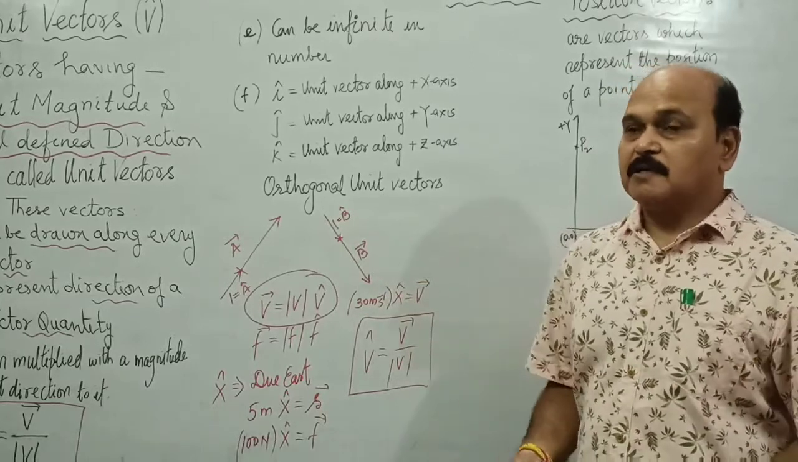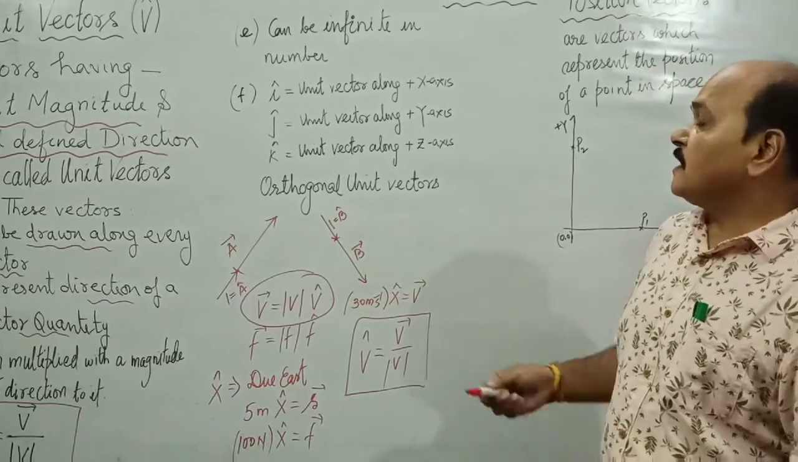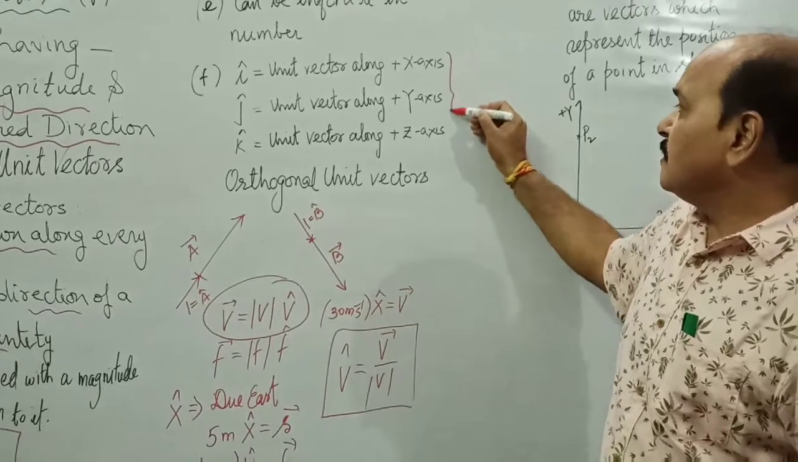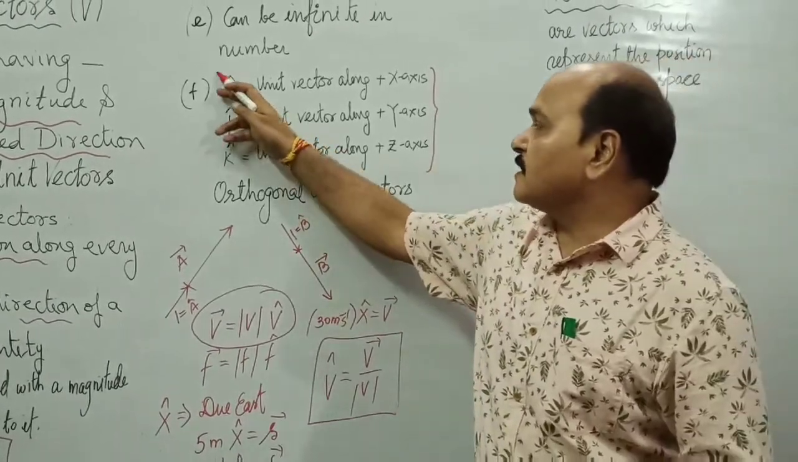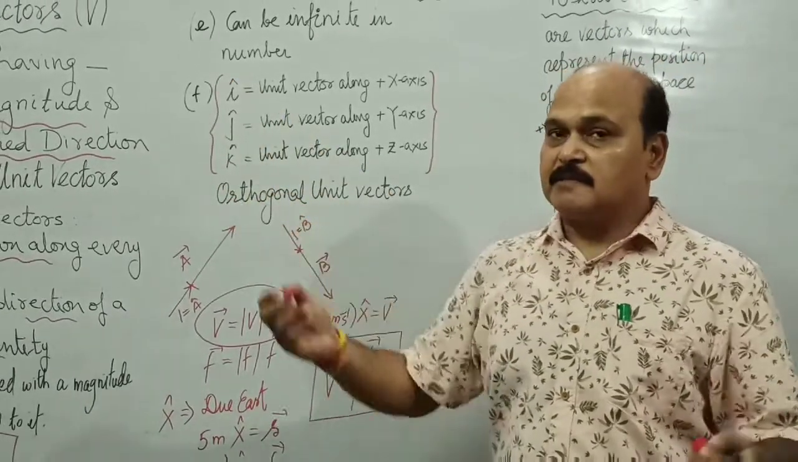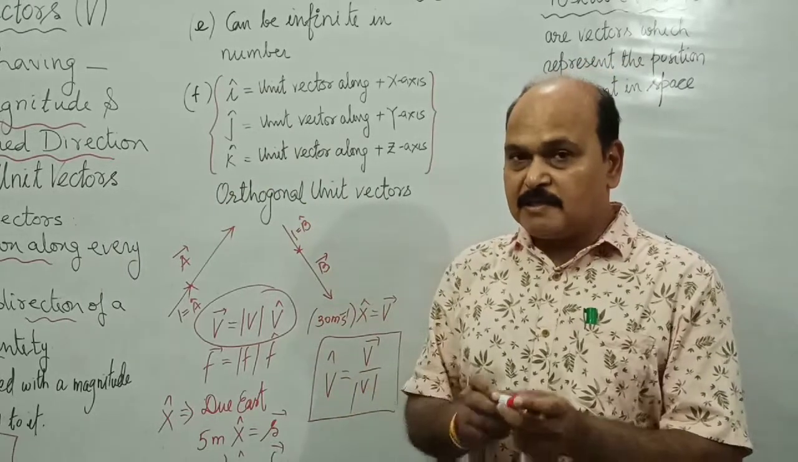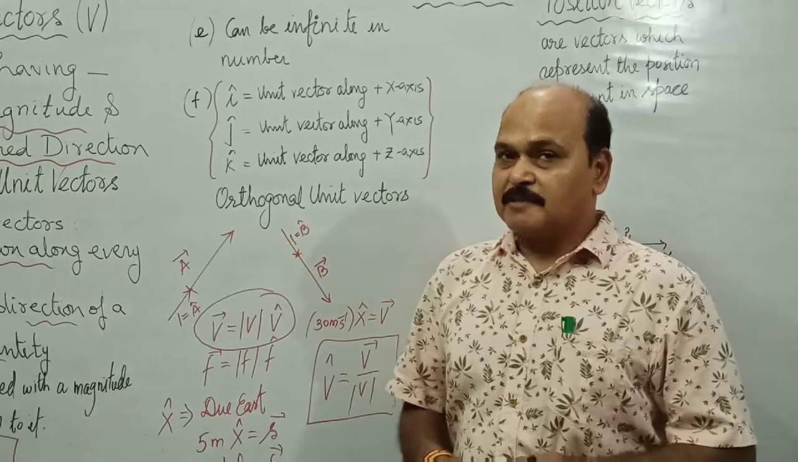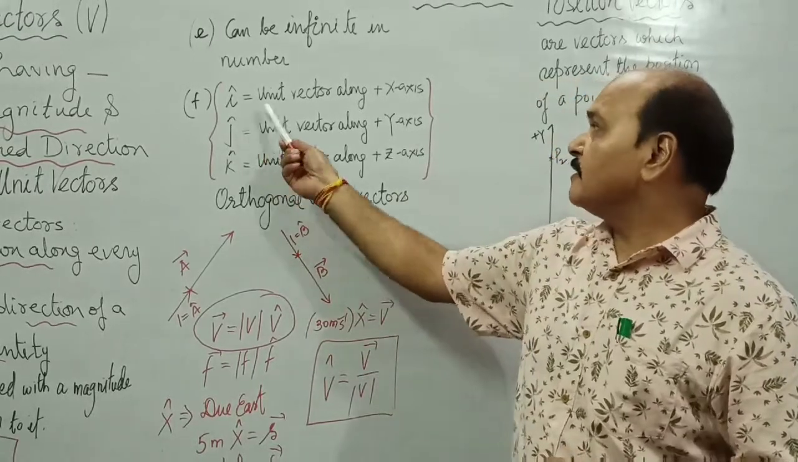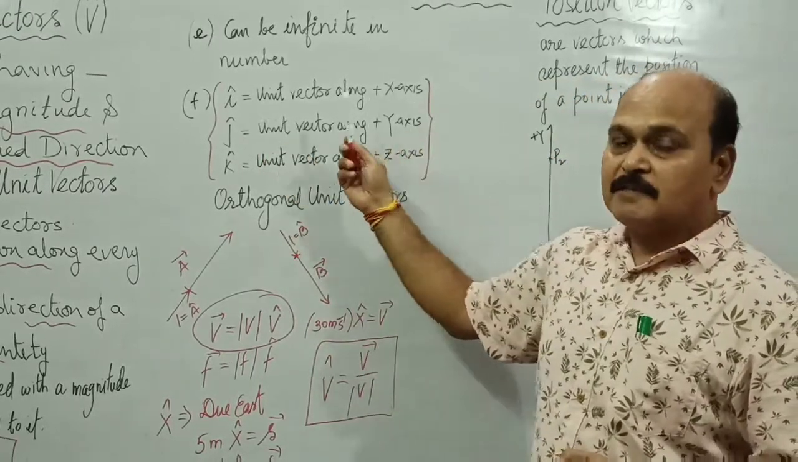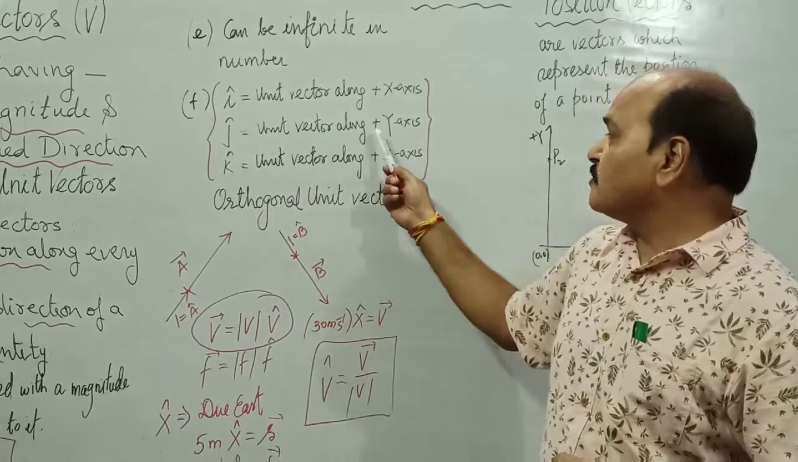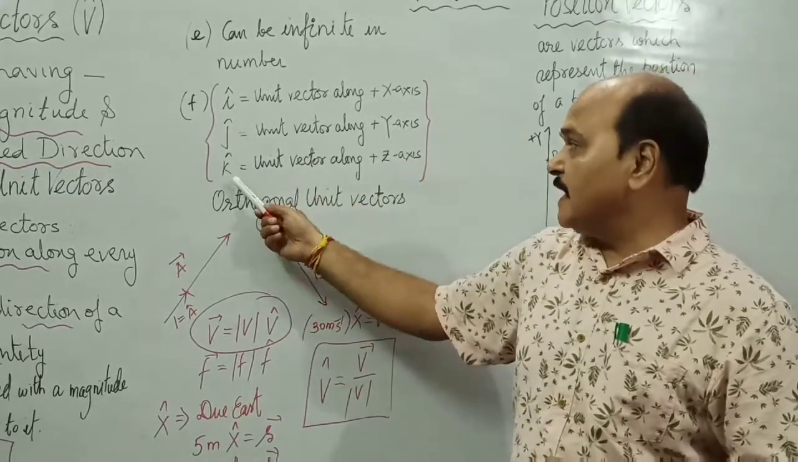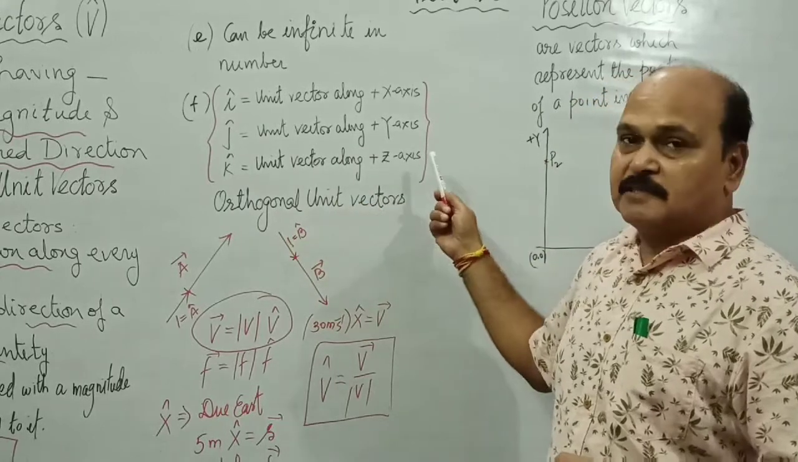So what has been done? There are three standard directions in the space, which are what? X-axis, Y-axis and Z-axis. And along these three standard directions, three unit vectors are taken. One is I cap along positive x-axis, the other one is j cap along positive y-axis, and the third one is k cap along positive z-axis.